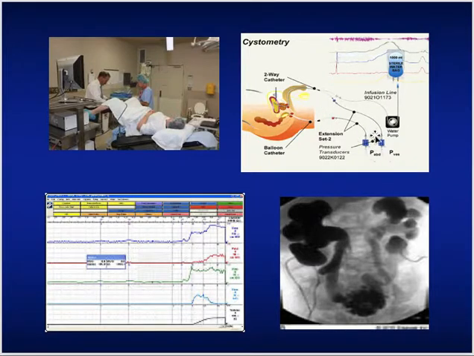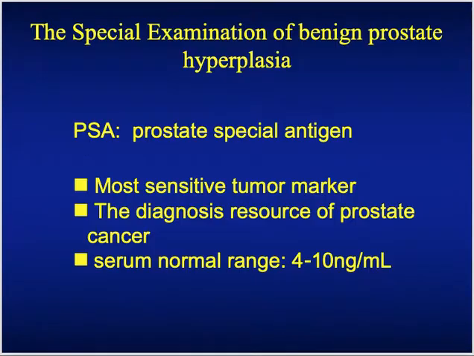Also, what are the pressure changes, and we get the readings like this. One of the things we can check is PSA, prostate specific antigen. As you can see over here, it is the most sensitive tumor marker, the diagnostic source of prostate cancer. It is not written on the patient's face that he has benign prostatic hyperplasia; they may have cancer also.